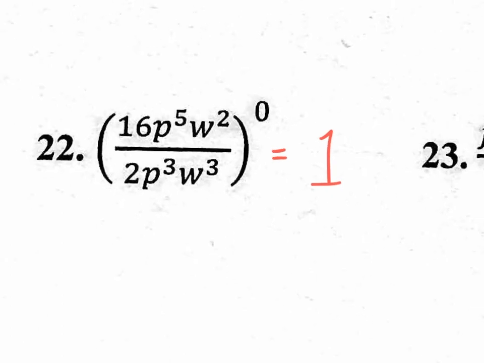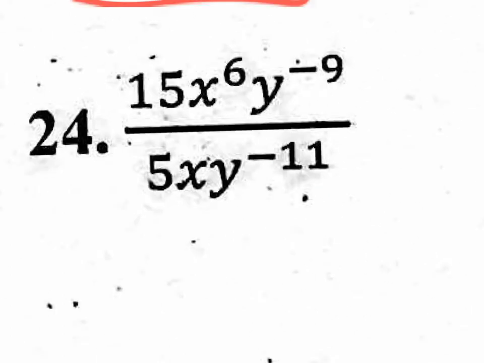Let's move on to number 24. Right here, I'm going to start with the coefficients. Again, we could do this many different ways. It's just I like starting with the coefficients. I like looking at this as a separate problem. 15 over 5, that's really 15 divided by 5. So 15 divided by 5, that's 3, and the answer is up on top because the 15 was on top. If it was the other way around, if 15 was on the bottom and 5 was on top, then the answer 3 would be on the bottom.